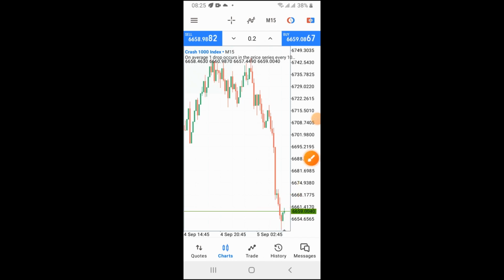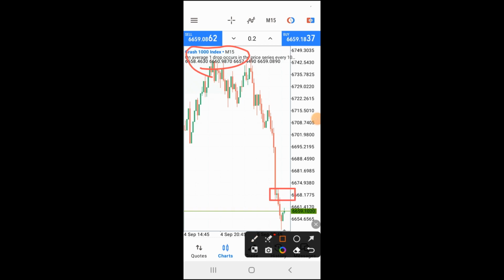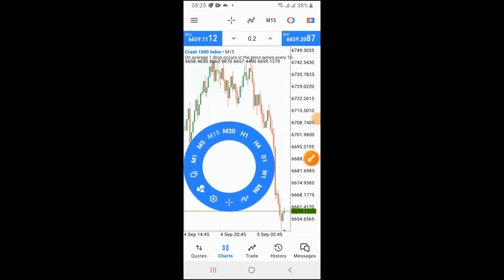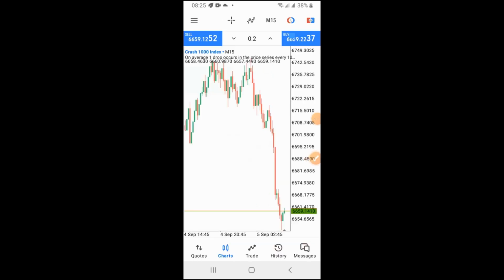Now this is the 15-minute time frame. Don't get me wrong, this is the 15-minute time frame. This is a whole lot of time. So if you break down this particular thing that I marked right here, you will see that, let me put it this way, let me use this particular tool. This is it here.